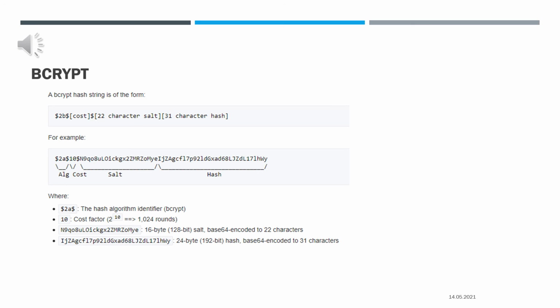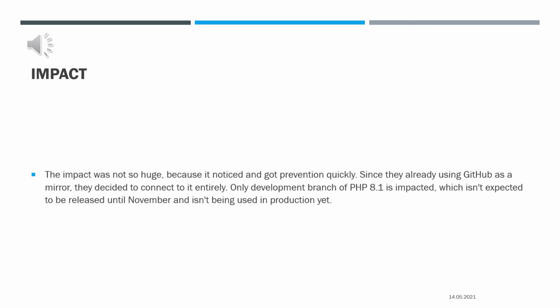Bcrypt is a password hashing function. It is defined to resist brute-force attacks. You can see the example in the figure. First of all, we have the hashing algorithm identifier, and then we have the cost factor, and then we can see the salted hash. The incident did not have a large impact.